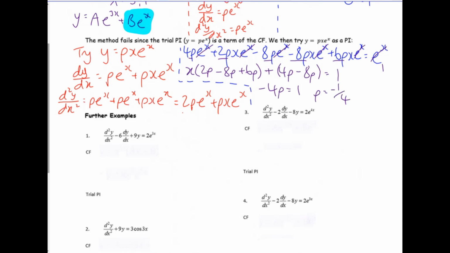And it has worked out. We worked out p is minus a quarter. And so you can see it's going to work. I'm not going to finish off the full solution, but it is going to work.